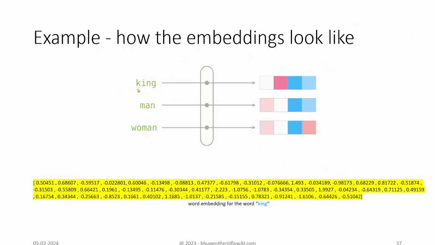For example, let's say the words king, man, and woman, and these are my embeddings. I have used different colors here. Typically the values are, let's say, 0.7, 0.9, 0.1, 0.11, and so on and so forth. And this is how the embeddings will look. So typical embeddings are, let's say this is from GloVe, and the embedding is for the word king, and this is 50 dimensions. So there are 50 values here.